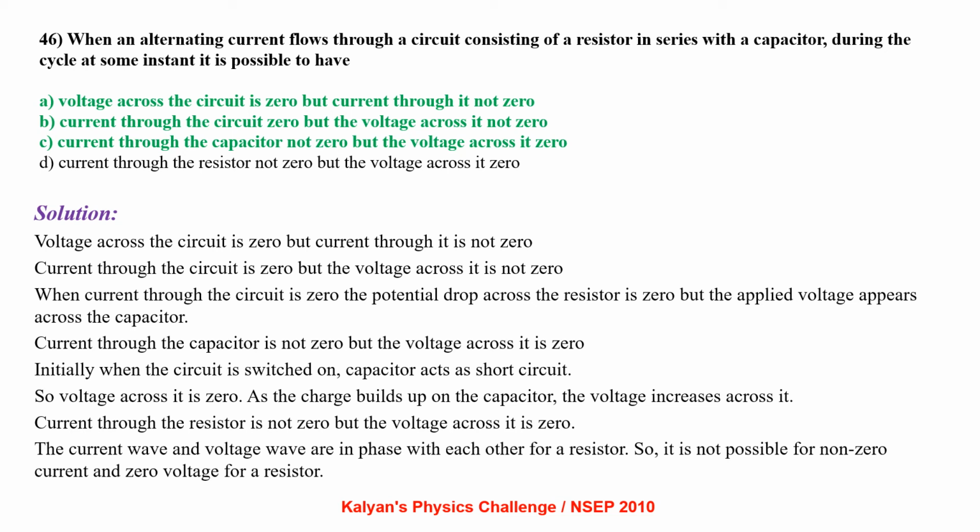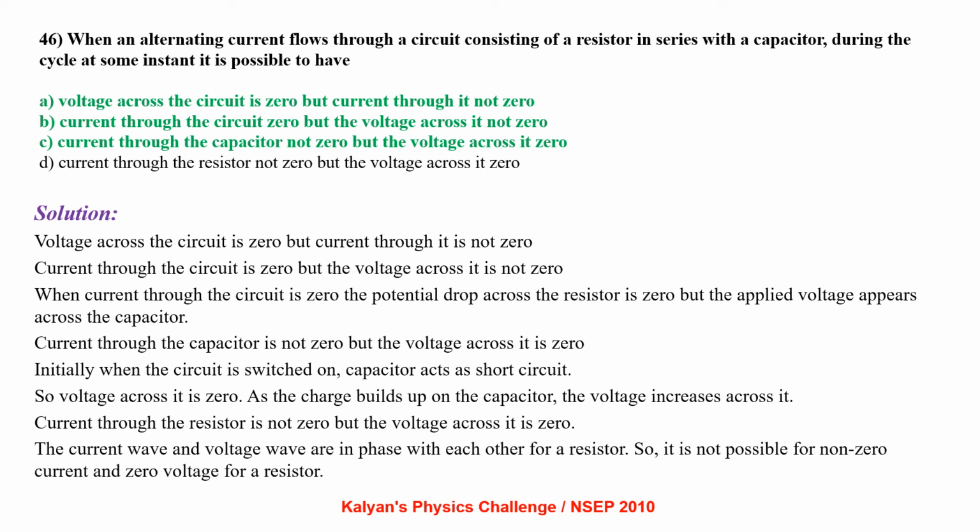Voltage across the circuit is 0, but the current through it is not 0. Current through the circuit is 0, but the voltage across it is not 0. When current through the circuit is 0, the potential drop across the resistor is 0, but the applied voltage appears across the capacitor. Current through the circuit is not 0, but the voltage across it is 0. Initially, when the circuit is switched on, the capacitor acts as a short circuit, so the voltage across it is 0. As the charge builds up on the capacitor, the voltage increases across it.